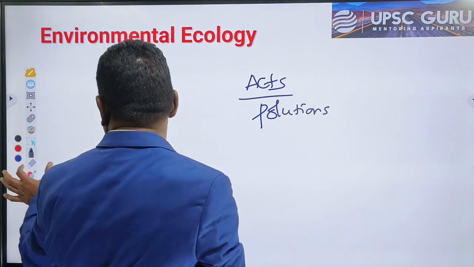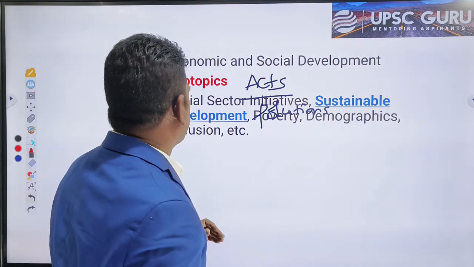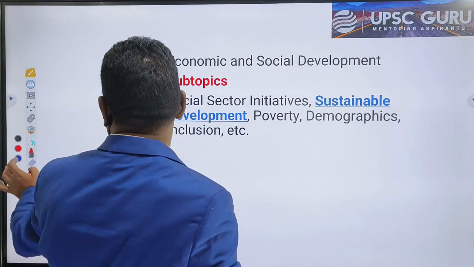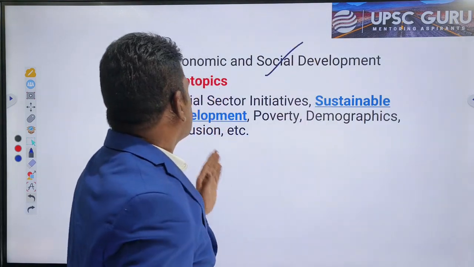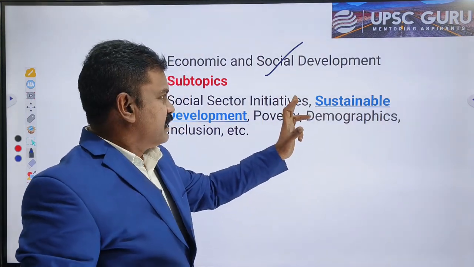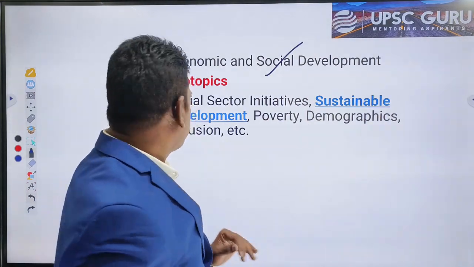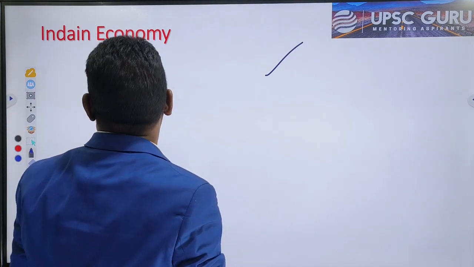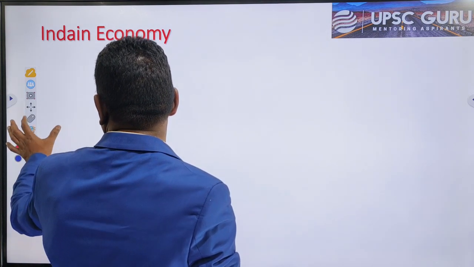After ecology and biodiversity, the next important topic of the civil service examination, especially the prelims, is economic and social development. Its subtopics include social sector initiatives, sustainable development, poverty, demographics, inclusion, etc. This is commonly called the Indian economy, which is the most important to discuss here.